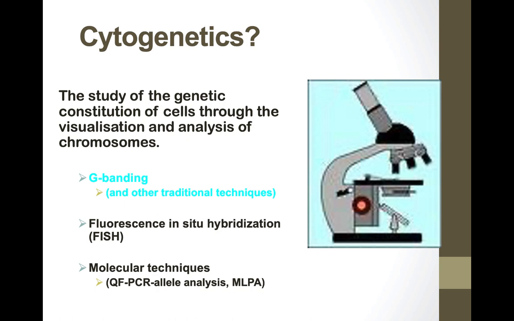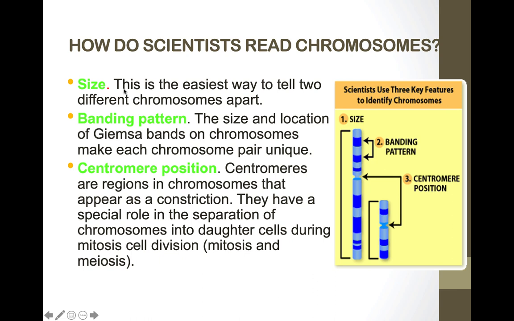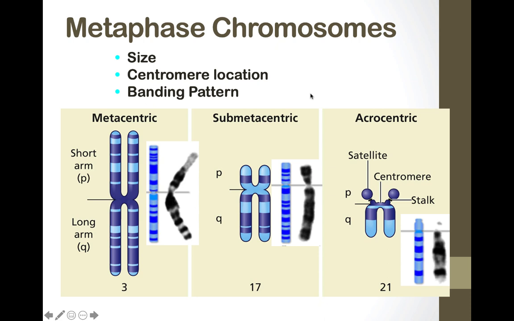How do scientists read the chromosomes? As we said, by size, banding pattern, and centromere position, and then we know which chromosome we're talking about according to its length. Once you get them, you arrange them according to length, and the longest one is chromosome 1, up to chromosome 22. You look at them in metaphase, and they always have to be in metaphase, not in other phases. Otherwise, it will not be standardized.